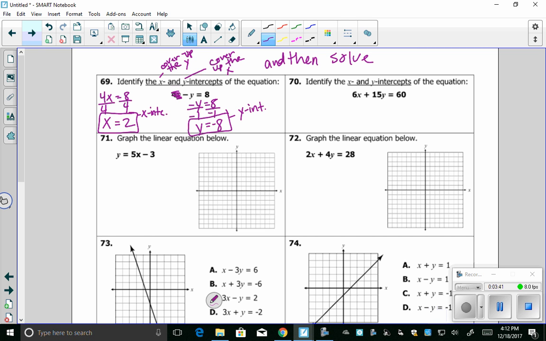Cover up the x, or cover up the y, so that you get 6x equals 60. Divide both sides by 6, and you get x is equal to 10. X-intercept. Cover up the y, or cover up the x to find y, and you get 15y is equal to 60. Solve for y. Divide both sides by 15, and you get y is equal to 4. This is your y-intercept.